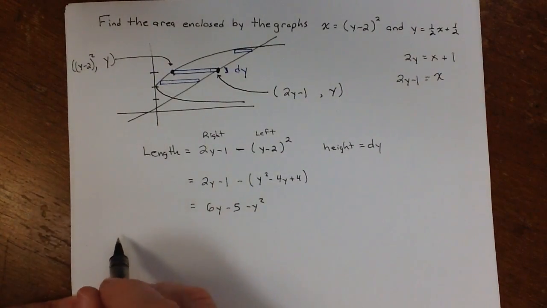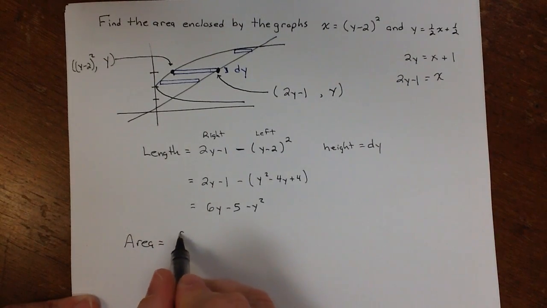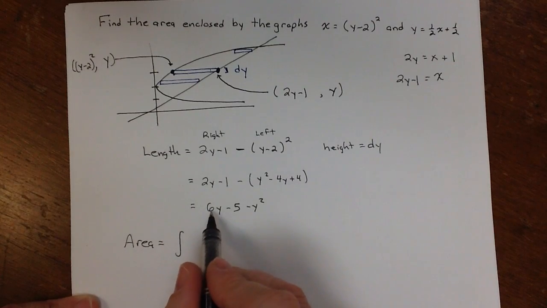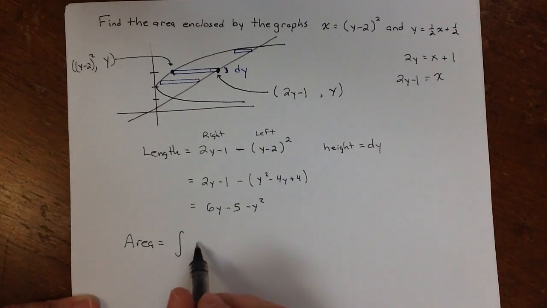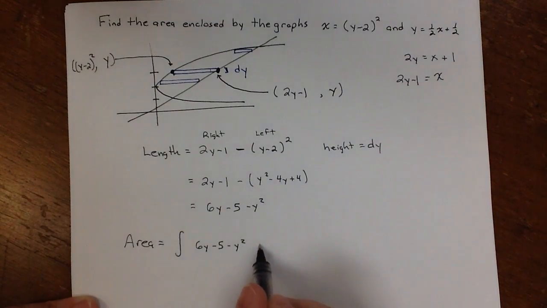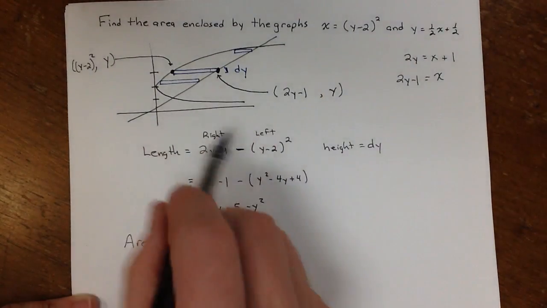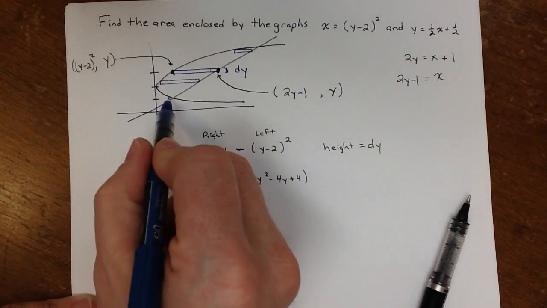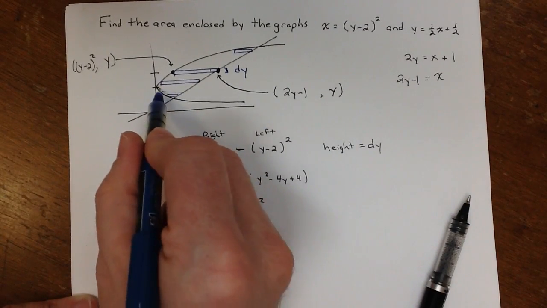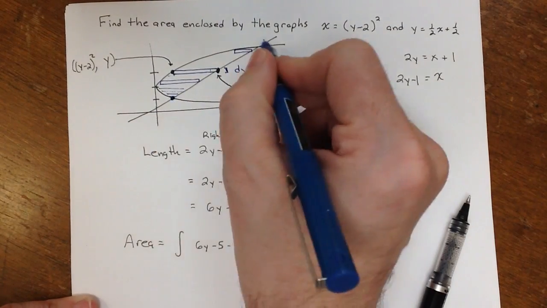So the area that we're looking for is the integral of the length times the height. So the integral of 6y minus 5 minus y squared dy. Now I need to put some endpoints on here. So we come back up here and we look at where the rectangles start and where they end. Well, if I were to draw them all in here, we'd have rectangles all the way up. They would start down here and they would end here.